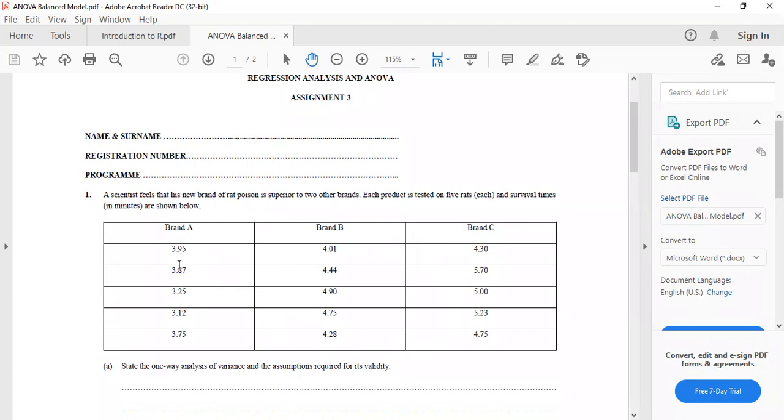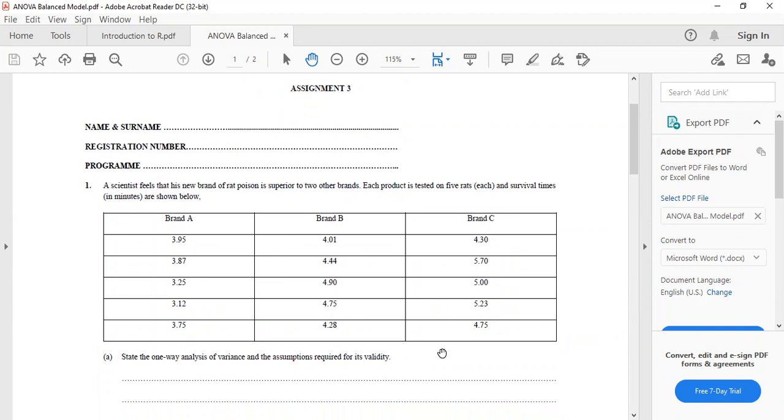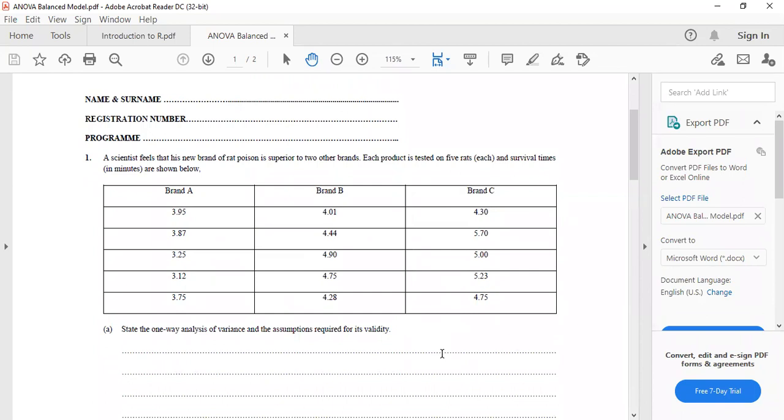We're saying n1 is equal to 5, n2 is equal to 5, n3 is equal to 5. So in each treatment, we have got the same number of observations. That's what we call a balanced design model.